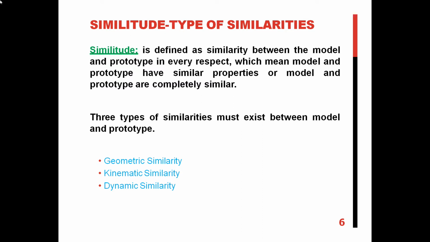There are three types of similarities that must exist between model and prototype. Those are geometric similarity, kinematic similarity, and dynamic similarity. Geometric similarity is related to the dimensions. Kinematic similarity and dynamic similarity are related to the force and the motion.